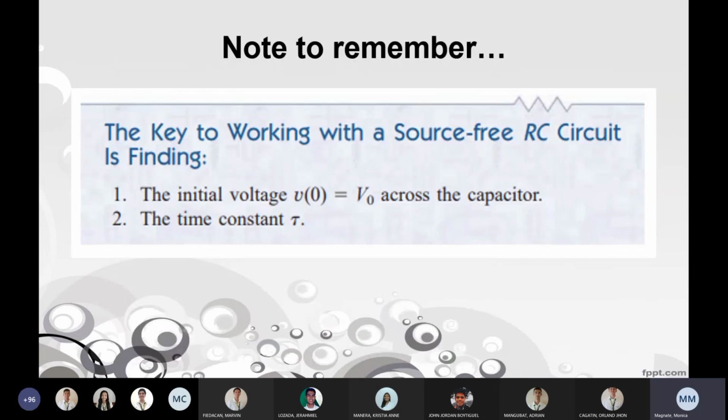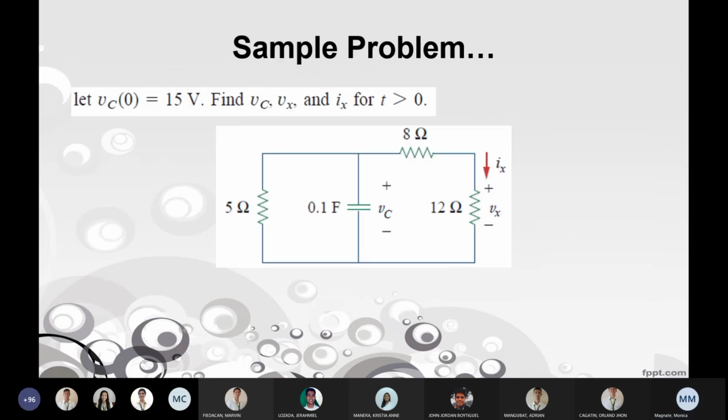So, the key to working with a source-free RC circuit is finding these two parameters. Una natin yung initial voltage. V sub O natin is equal to V of 0, V sub O across the capacitor. And we need to find also the time constant tau or yung equal sa RC, no? So, let's have a sample problem. Let V sub C of 0 is equal to 15 volts. Find V sub C, V sub X, and I sub X for t is greater than 0.